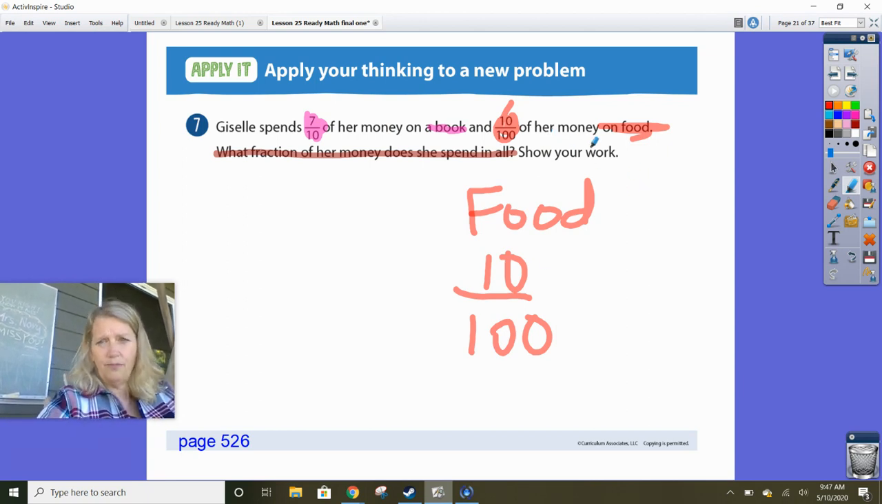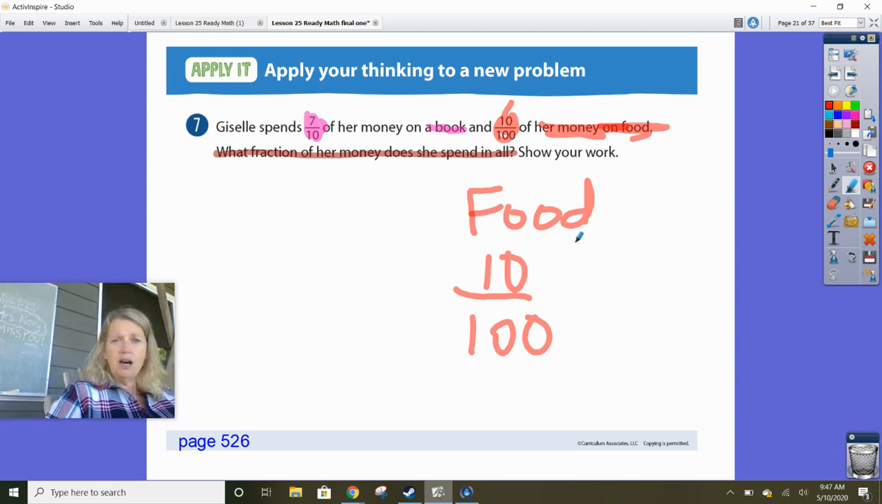Ooh, I almost got tricked on that. You can't buy anything for 10 cents. Maybe a piece of gum. So 10 100ths of her money. We don't know how much money she has, but it doesn't matter because we're just doing what fraction of her money did she spend. Okay, so she spent 10% of her money on that.